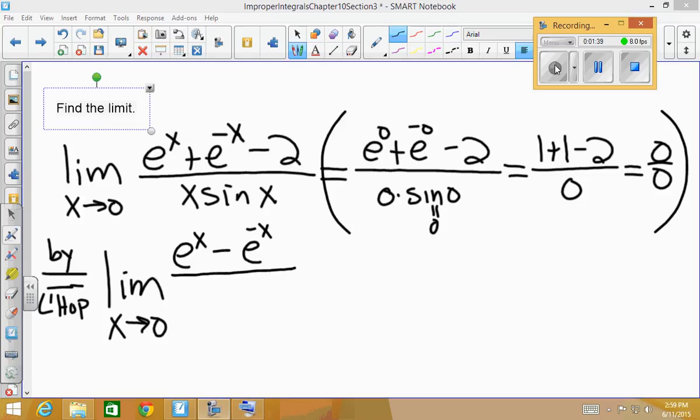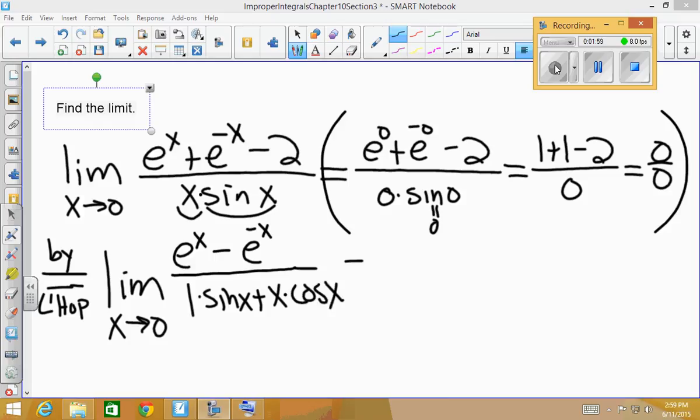The derivative of the denominator, x times the sine of x, is going to be a product rule. Two factors. So the derivative of the first factor is 1 times a copy of the second, plus a copy of the first, which is x, times the derivative of the second, cosine of x.